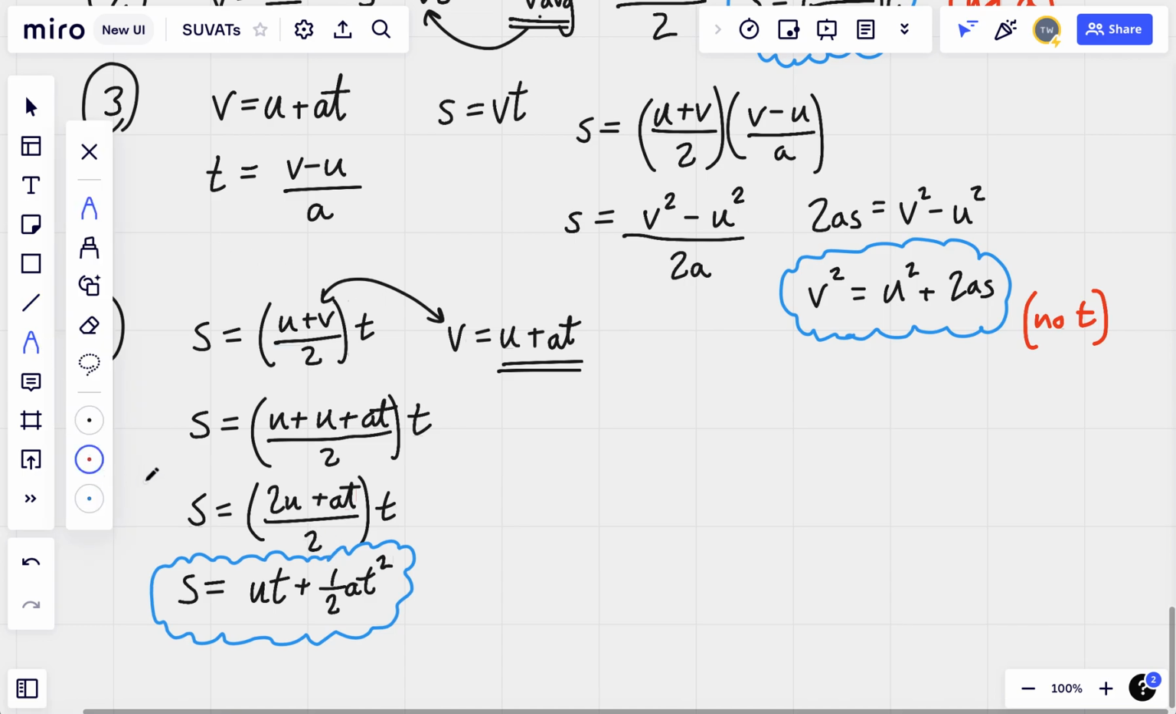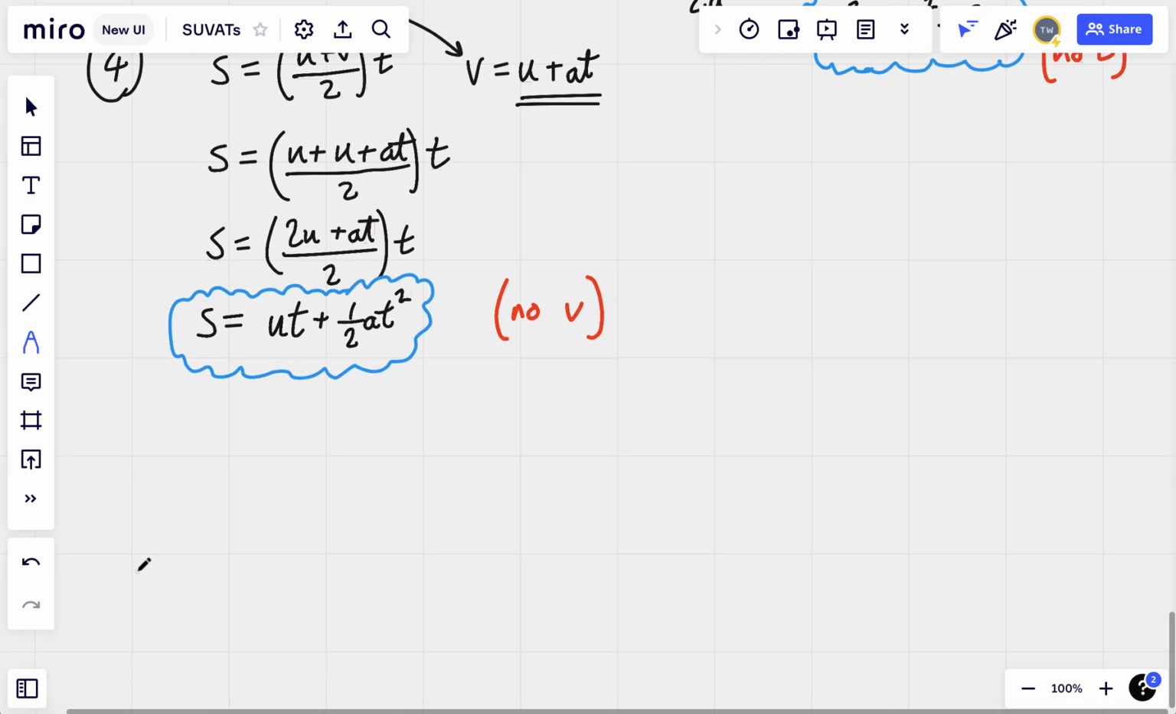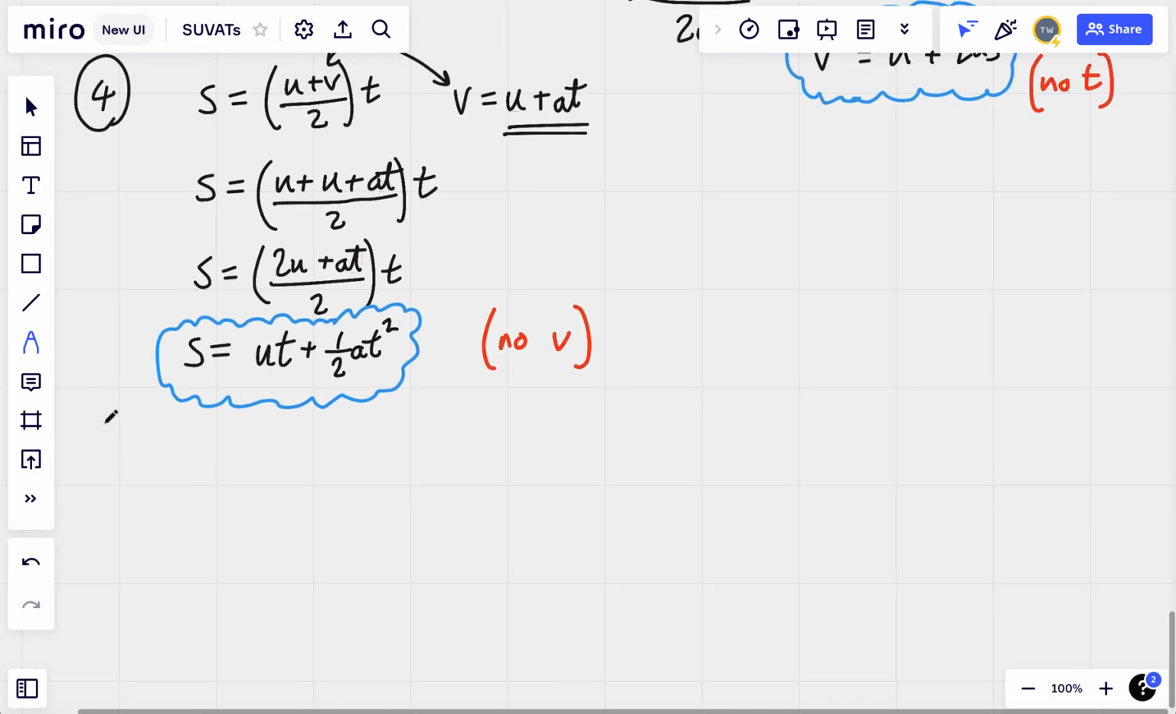Okay, in this case, we do not have v, and that should make sense because we cancelled it here. The very last one then is actually very, very similar to the fourth. So we're going to start in a very similar place. So we start with s equals u plus v over 2 times t. Now instead of using v equals u plus at, I'm going to use u equals v minus at. Hopefully you can see where that's come from.